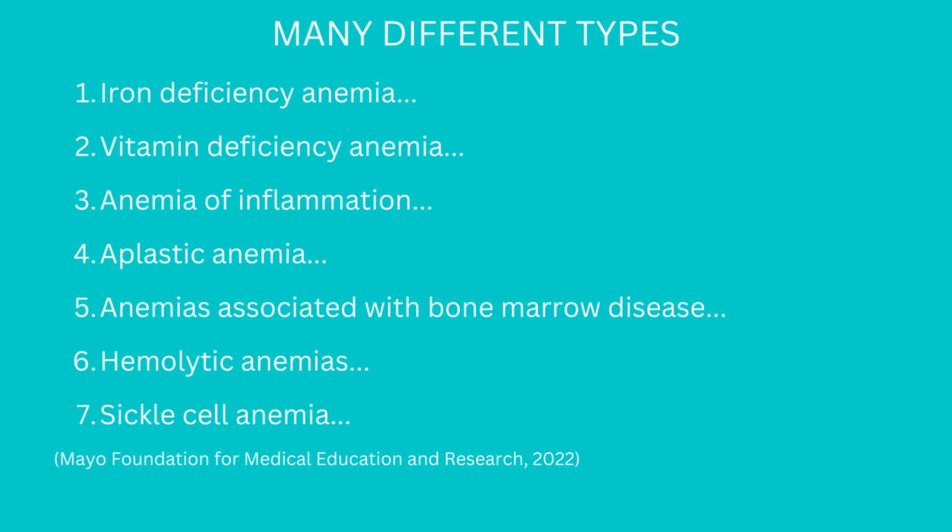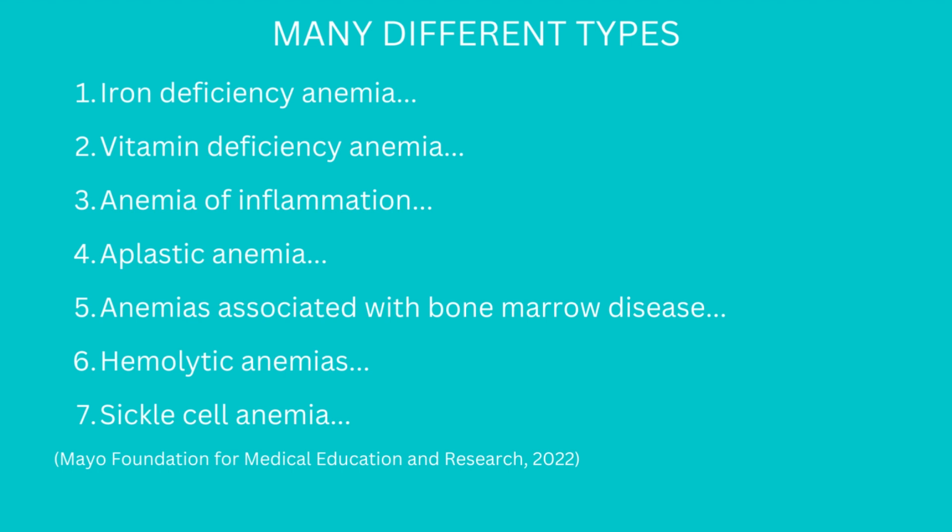There's anemia of inflammation, which is caused by certain diseases like cancer, HIV or AIDS, rheumatoid arthritis, or kidney disease, because these diseases can prevent the proper production of red blood cells. Aplastic anemia is a rare but life-threatening anemia. It happens when the body does not produce the proper amount of red blood cells.